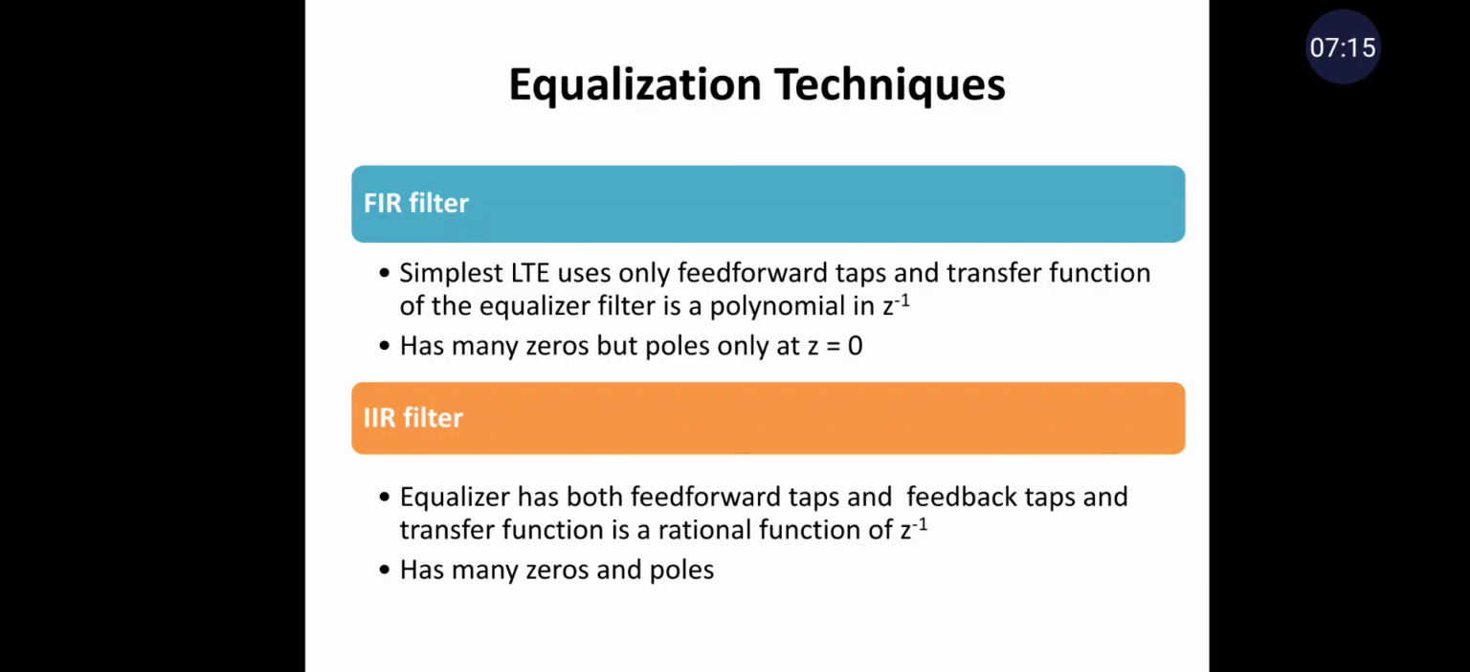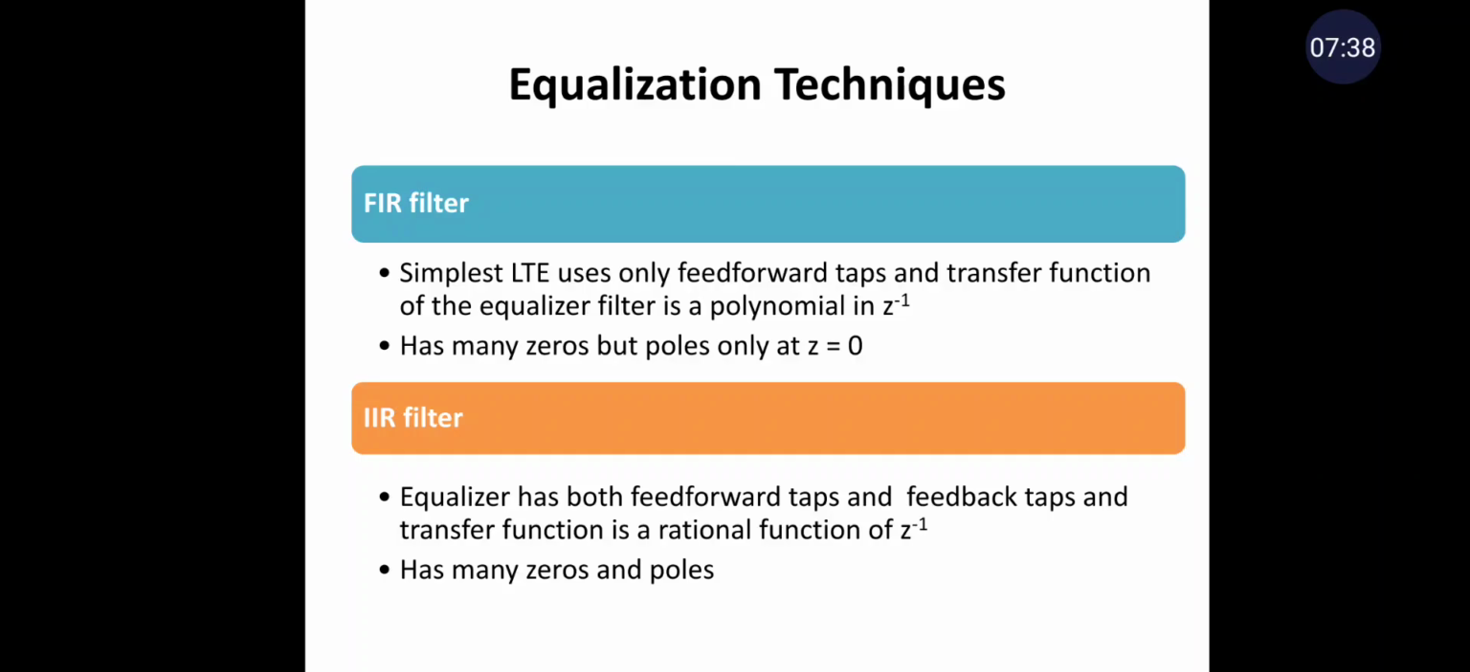So here we have to see about two different types of filters. One is the FIR filter and the second one is the IIR filter. The FIR filter is the simplest LTE that uses only feed forward taps, and the transfer function of the equalizer filter is a polynomial in z power minus 1. It has many zeros but poles only at z equal to 0.